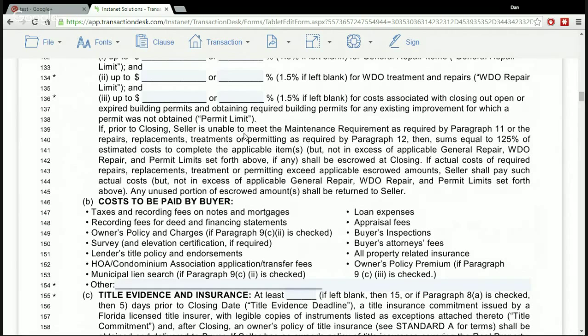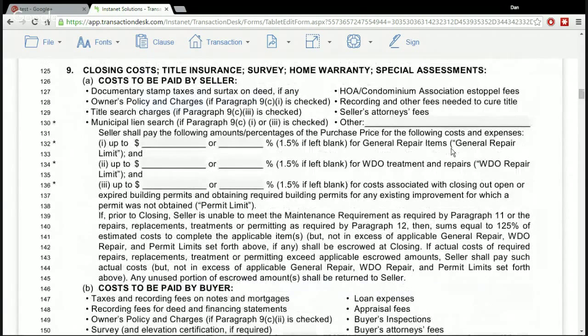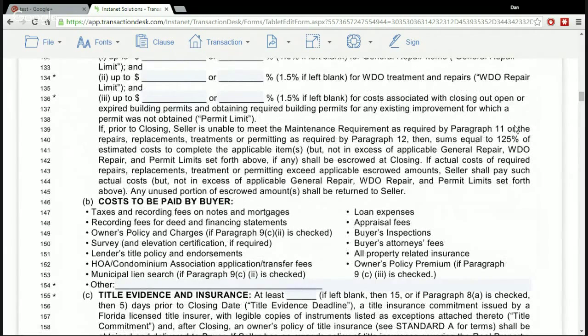If prior to closing, seller is unable to meet the maintenance requirements as required by paragraph 11, which is later on, we'll find out what paragraph 11 says. This layout is kind of weird, but nevertheless, if they're not able to meet the requirements of the repairs, replacements, treatments, or permitting as required by paragraph 12, then sums equal to 125% of the estimated cost to complete the applicable items, but not in excess of applicable general repair, WDO repair, or permit limits set forth above. So basically, 125% of the estimated cost to fix those issues, as long as it's not higher than the original limits, shall be escrowed at closing. Shall be escrowed at closing.